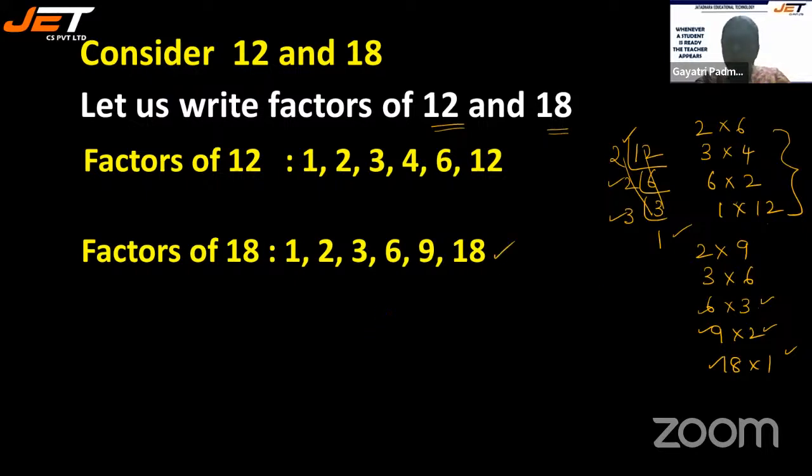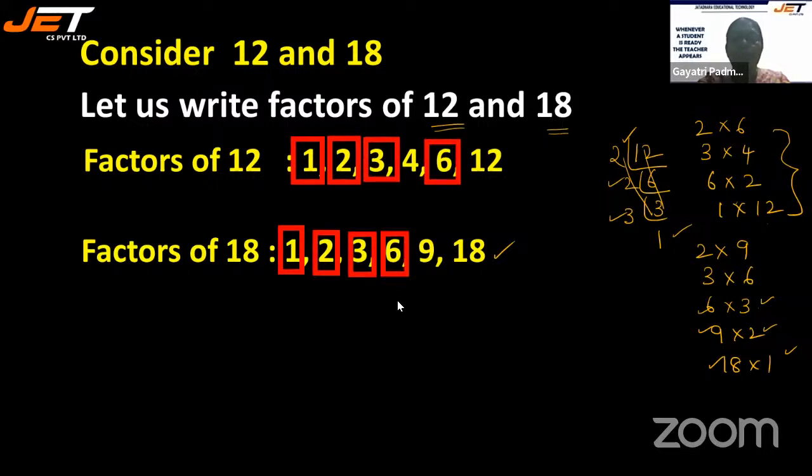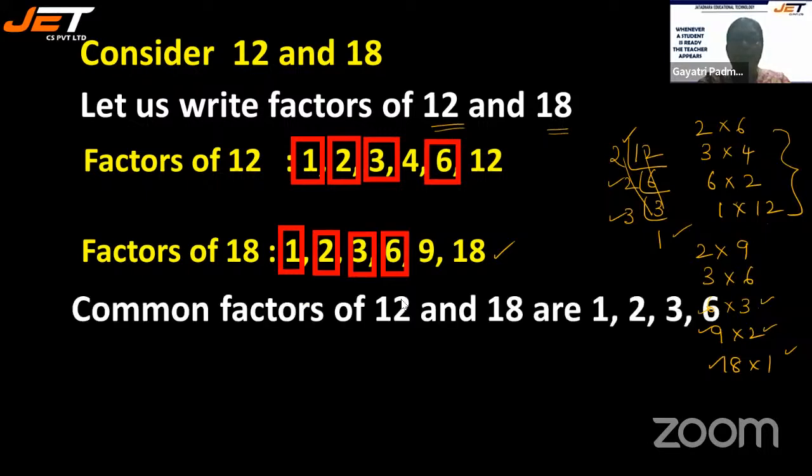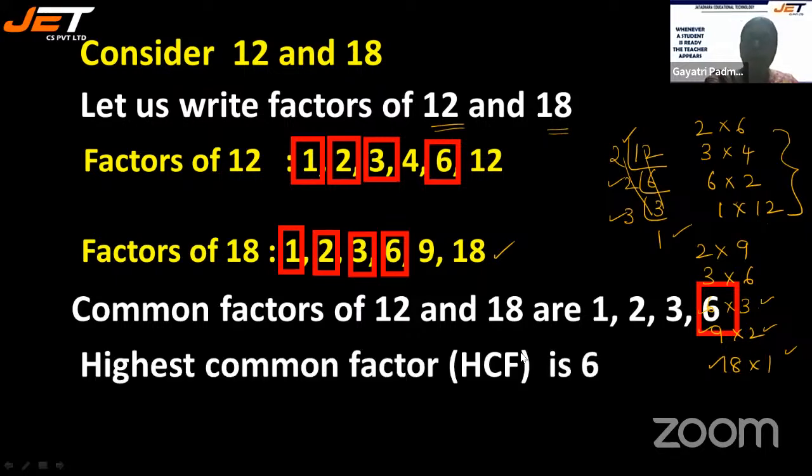Now, what is common among this? 1, 2, 3, 6. Right? So these are the common factors. Right? So 1, 2, 3, and 6. So in this, which is the highest one is 6, right? So the highest one is called as the HCF, that is highest common factor is 6. All right.